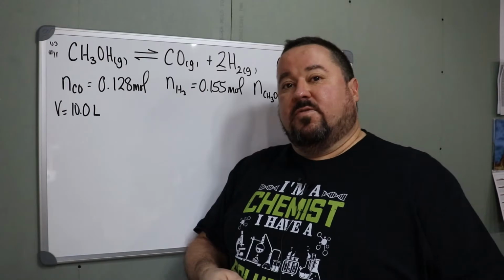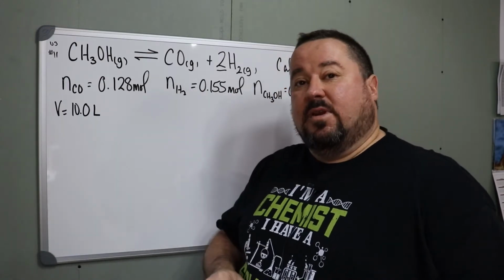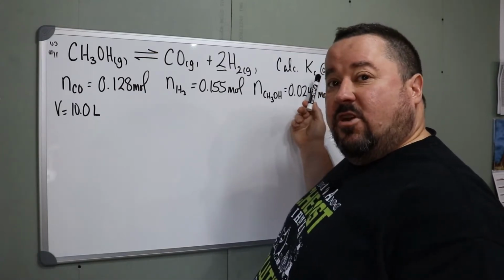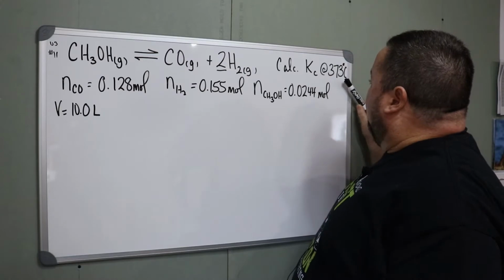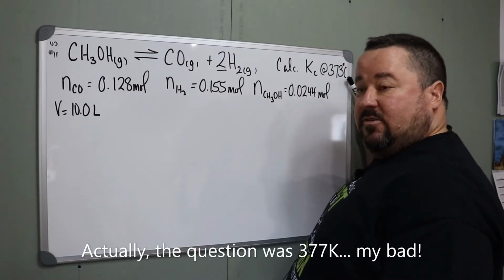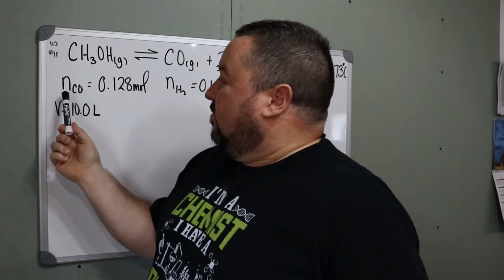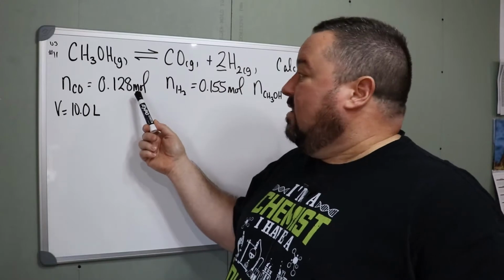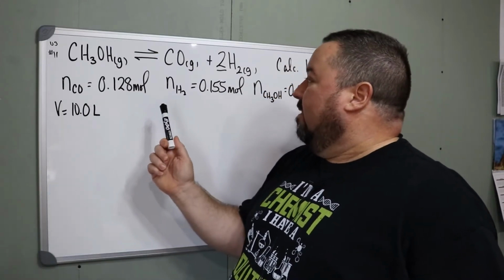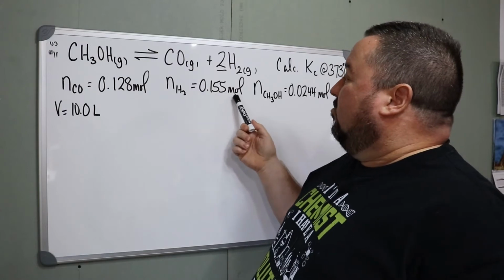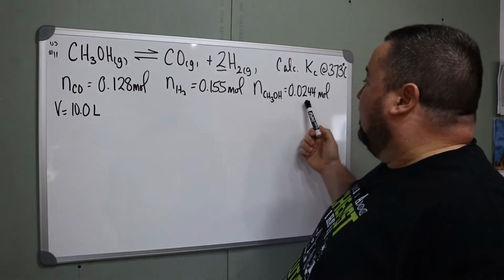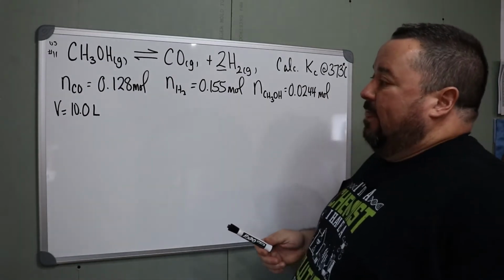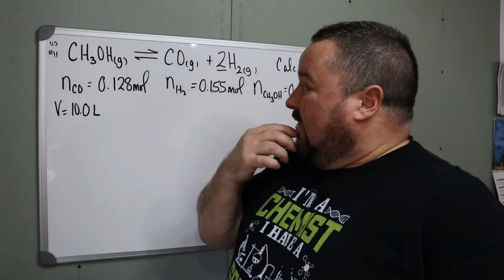Depending on which version of the answer keys you have, there may be a typo in the answer keys for this one. We're asked to calculate the equilibrium constant from concentration, Kc, and the data is for 373 degrees Celsius. We're also told that the number of moles of carbon monoxide is 0.128 moles. The number of moles of hydrogen is 0.155 moles, and the number of moles of methanol is 0.244 moles. The volume of the container is 10 liters.